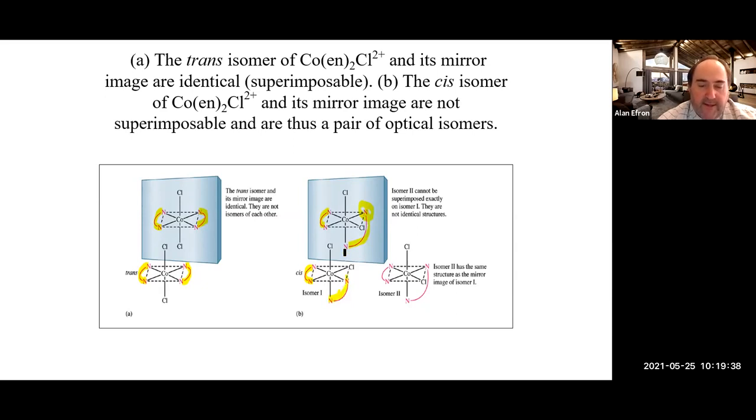And again, we're going to get that area where it's not going to fit perfectly on top of each other in our cis isomer of our cobalt, and its mirror images are not superimposable. So they are going to be a pair of optical isomers. So chiral molecules that are non-superimposable will be optical and be able to move plane polarized light. Any questions on that there?